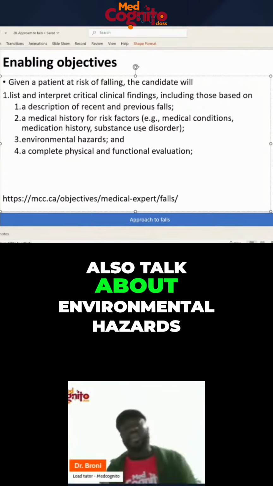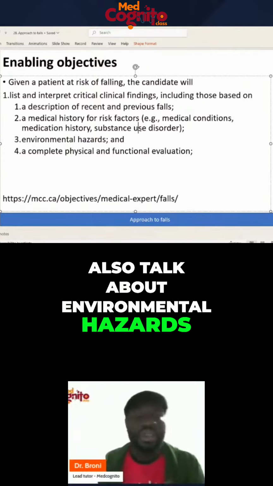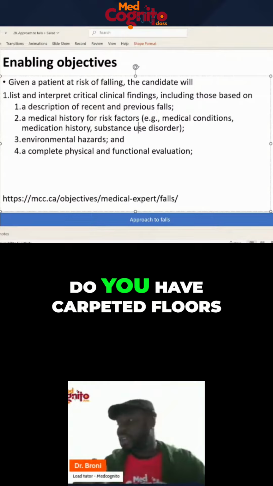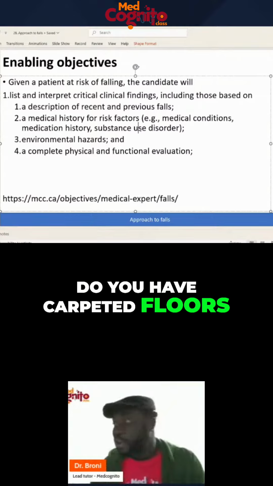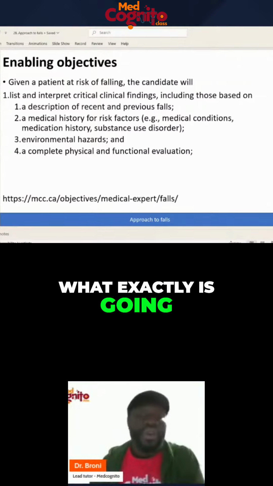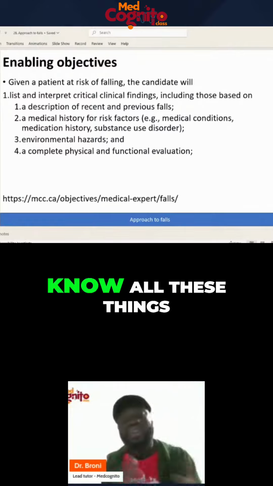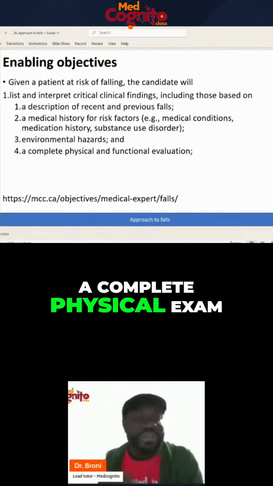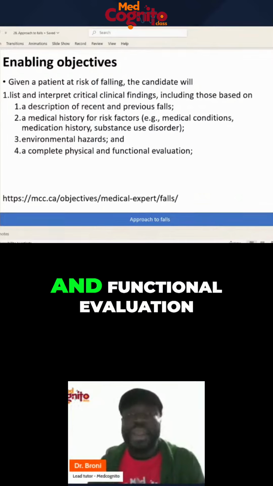And then you can also talk about environmental hazards. What is the nature of the house you stay in? Do you have stairs there? Do you have carpeted floors? What exactly is going on in your life? Because you want to know all these things. And then a complete physical exam and functional evaluation.